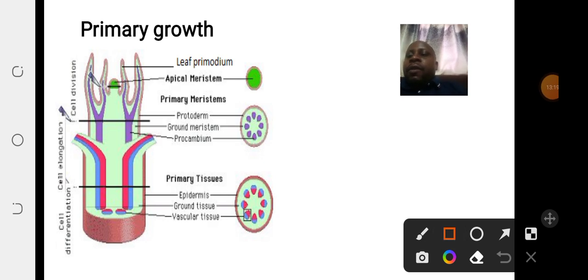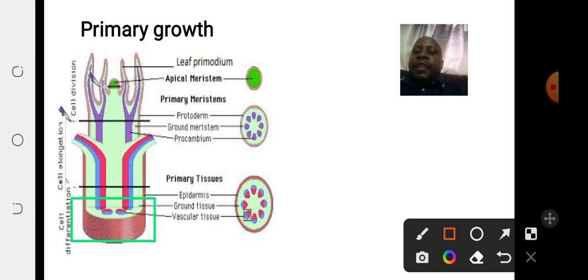We have this zone here. This is what we call the zone of cell division. Then we have this zone here. What is it called? Zone of cell elongation. And finally, we have the last zone here. What is the name of this zone? This is what we call the zone of cell differentiation. Now, what are the activities that occur in these three zones?